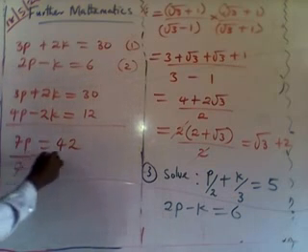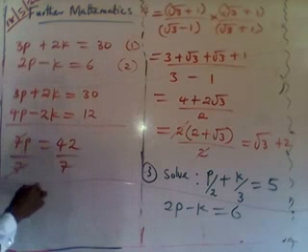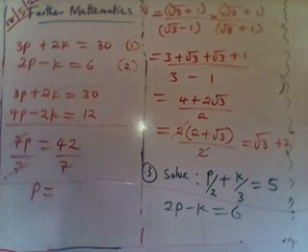So you can divide both sides by 7 all over 7. This and this will go. P is equal to what? So P is equal to 6.